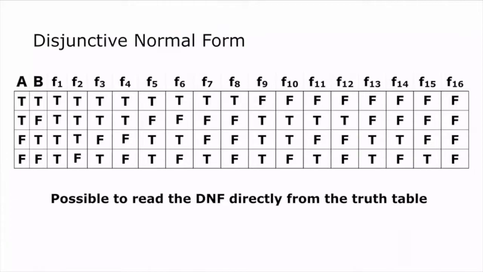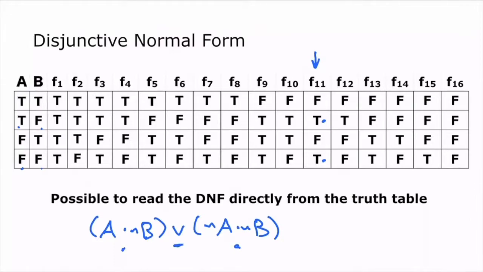So for instance, suppose you wanted to find the disjunctive normal form for F11 here. Well, you just look at where it's true. It's true on row 2 and it's true on row 4. Row 2 is A is true, B is false. Row 4 is A is false, B is false. So it would be A and not B, that's row 2, or not A and not B, that's row 4. So this would be the disjunctive normal form of F11. You just read that directly off the truth table, or that's one way you can do it. And this will be a disjunction of conjunctions of literals.